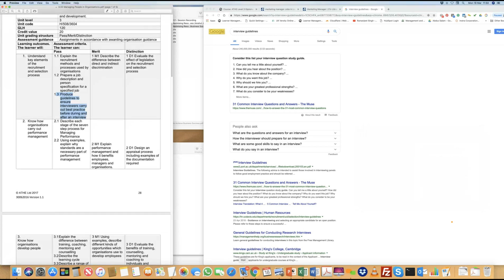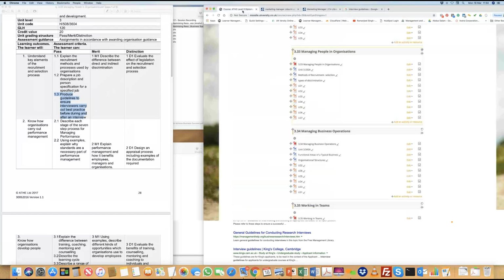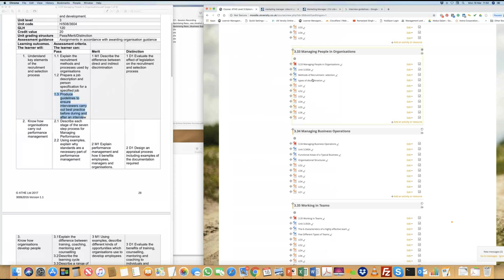So what I'm going to do, just after this session, is send you a quick email which will have these two handouts I've shown you. The third handout which I will include will be the interview guidelines, and they will be directly related to your learning outcome one, and I'll upload that here also.